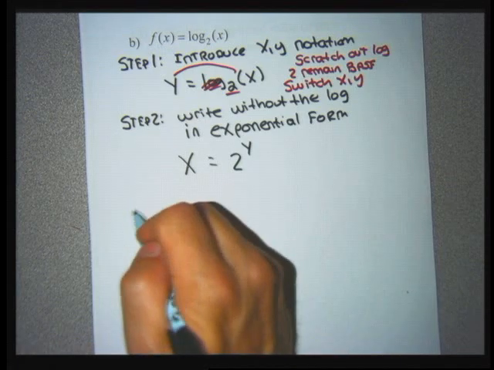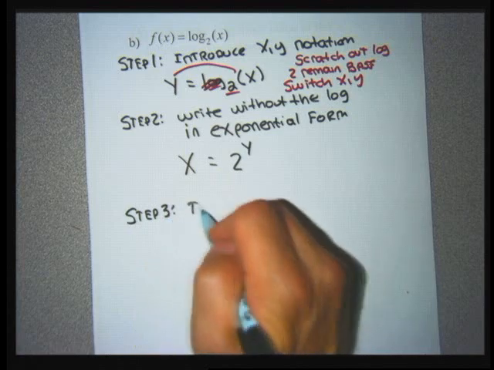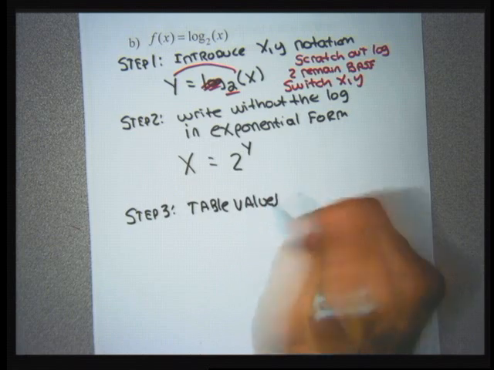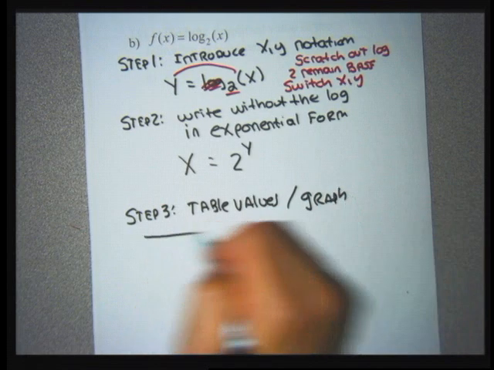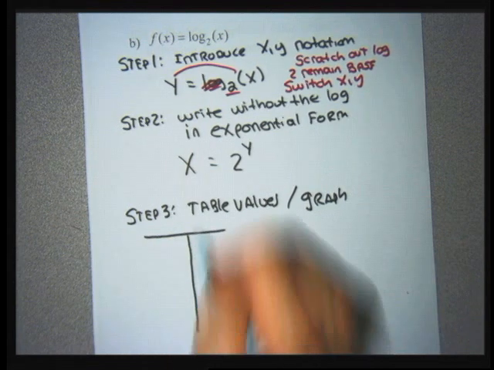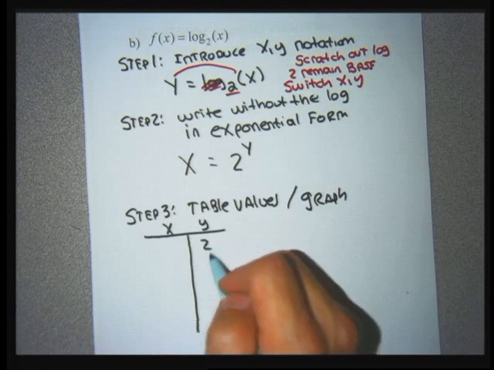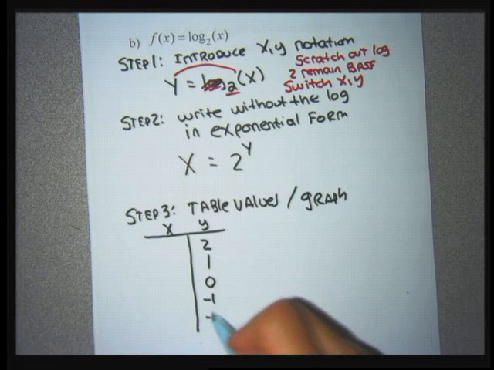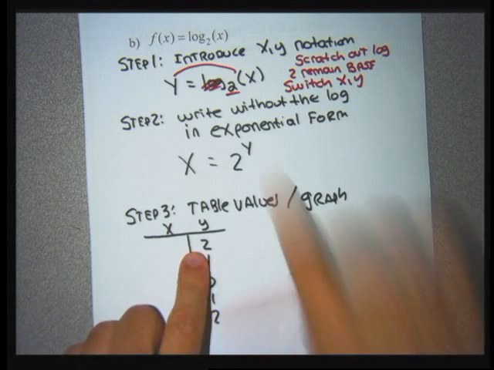Now for step 3, I'm going to make my table of values, I guess in graph. And every single time I graph a logarithm, I make the same starting table. I use in the y column 2, 1, 0, -1, and -2. For each blank in the x column, I'll just take this y and plug it in here.